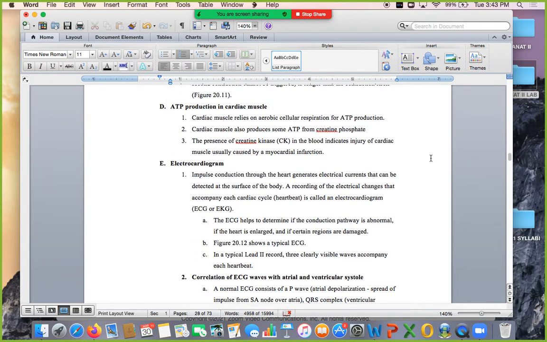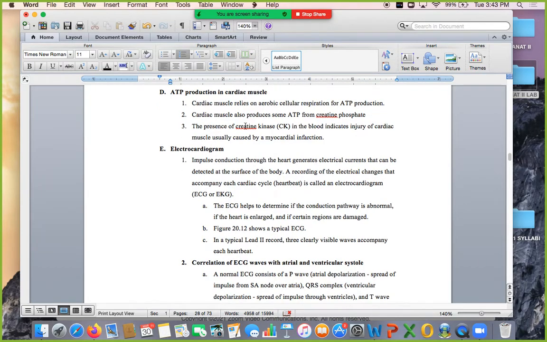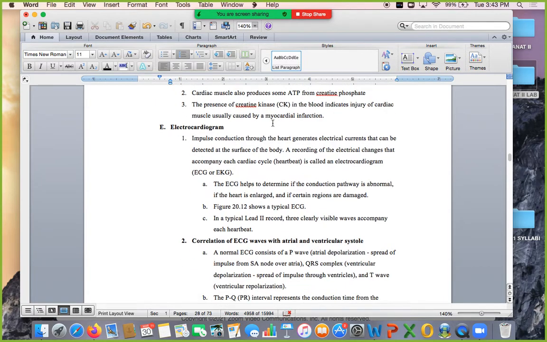Cardiac muscle needs a lot of ATP, so it relies on aerobic cellular respiration to create ATP. That means that we have a ton of mitochondria in these cells. It also produces some ATP from creatine phosphate, which is going to be a short-term burst of energy, but it's not going to be sustainable. It's only going to work for the first 30 seconds or so. And individuals that have CK, or creatine kinase, in the blood typically have had a myocardial infarction recently, so that indicates that the cardiac muscle has actually been injured.